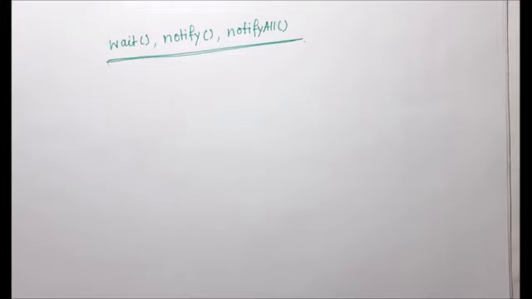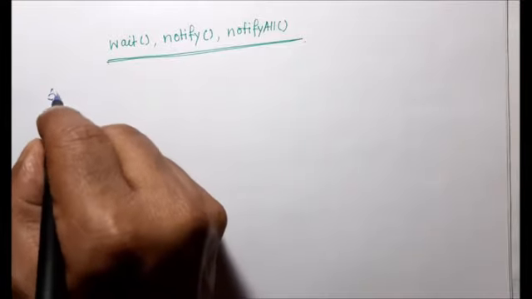In this lecture we will discuss the syntax of the wait, notify and notifyAll methods. After that I will discuss a simple program so that you can understand very well how to use wait and notify methods in our coding example. And I'll also discuss the impact of wait and notify methods on our thread life cycle. So let's start with the syntax of the wait method.